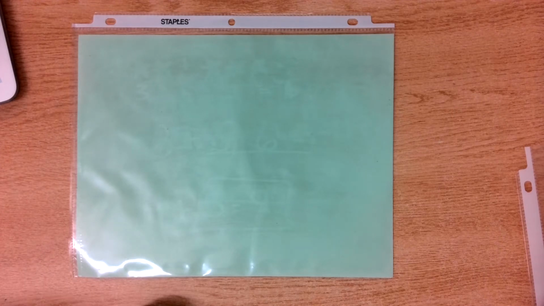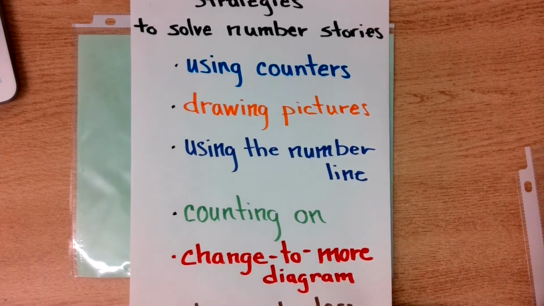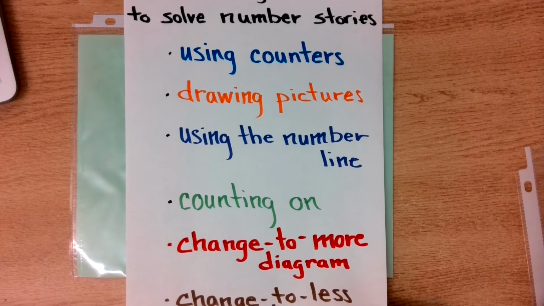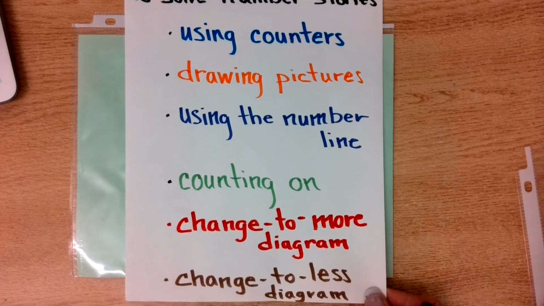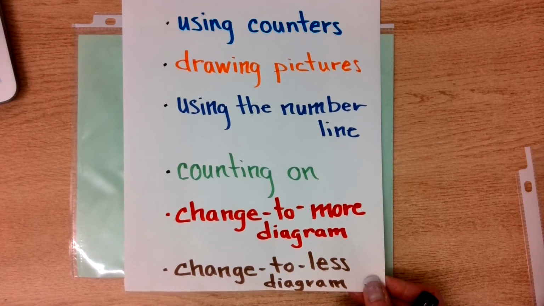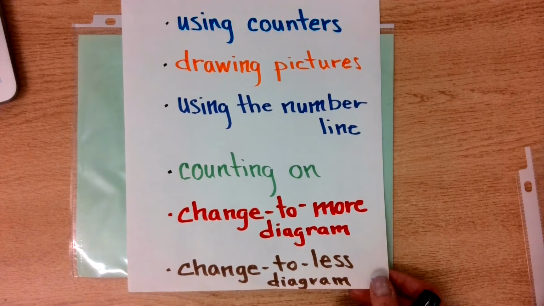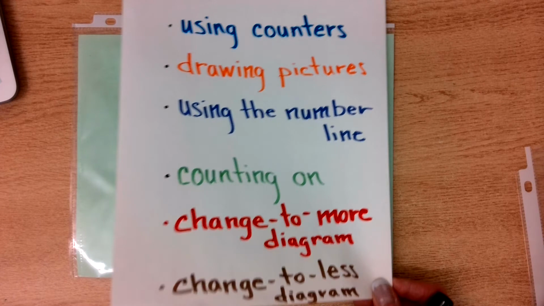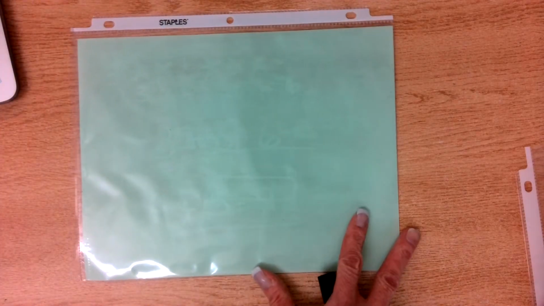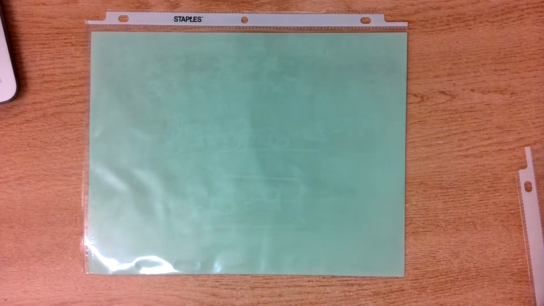So remember our chart in school, right? You can use counters, you can draw pictures, you can use a number line. You can count on, you can use the change to more diagram or the change to less diagram. So you can use any of these right now while we do the unknown, or you can just use your whiteboard, whatever you want to do. We're also going to learn a new chart that we can use today in today's lesson. But for right now, think of the charts that you know or the strategies that you know that you could use.